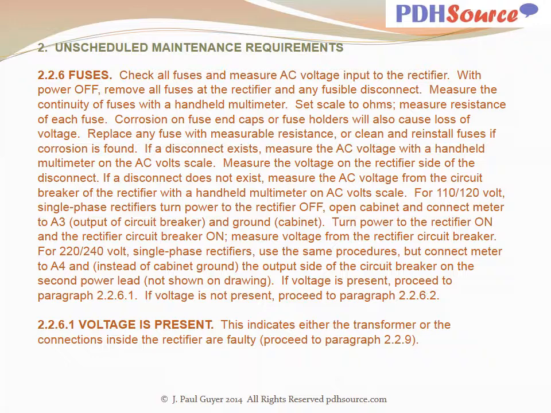For 220, 240 volt single phase rectifiers, use the same procedures, but connect the meter to A4 and, instead of ground cabinet, the output side of the circuit breaker on the second power lead, which is not shown on the drawing. If voltage is present, proceed to paragraph 2261. If voltage is not present, proceed to paragraph 2262. Paragraph 2261, when voltage is present, this indicates either the transformer or the connections inside the rectifier are faulty, and you should proceed to paragraph 229.